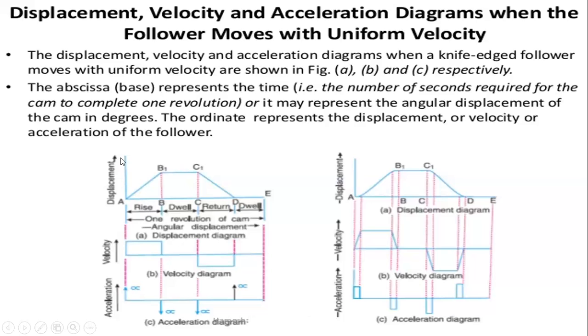First of all we need to take the lift of the diagram, that is the height of the diagram from the vertical position. That is given directly in the problem, the lift of the follower or the height of the follower. So we take the direct value.